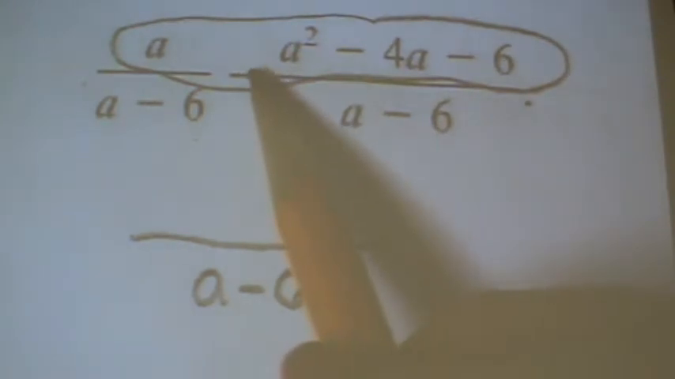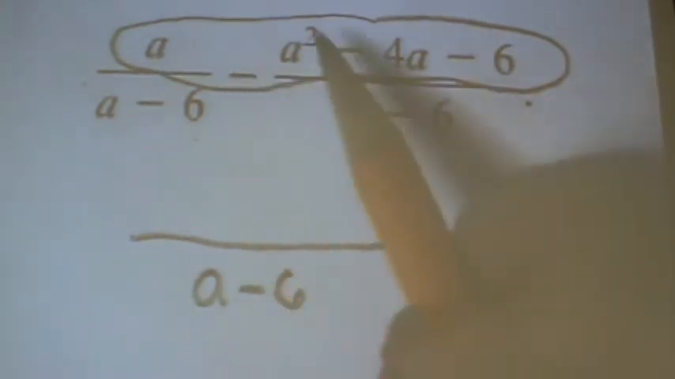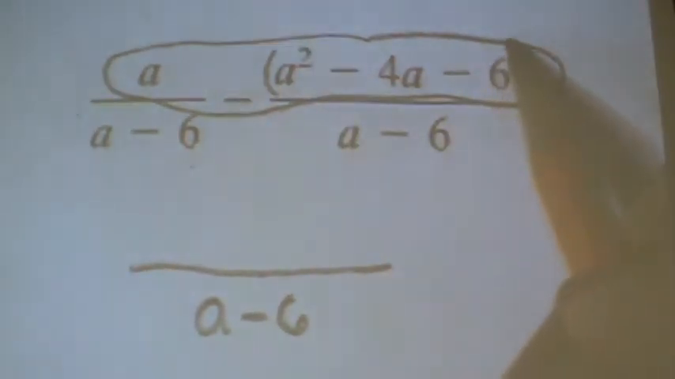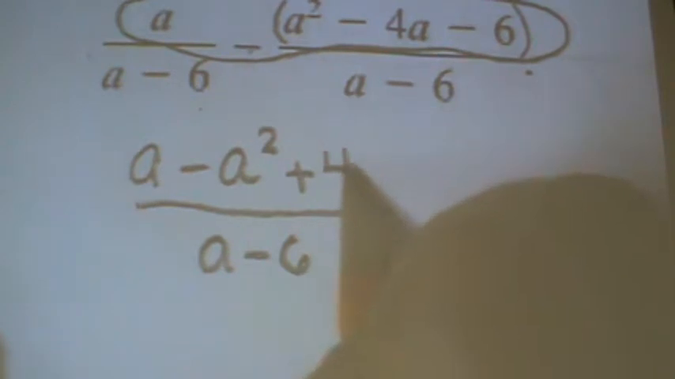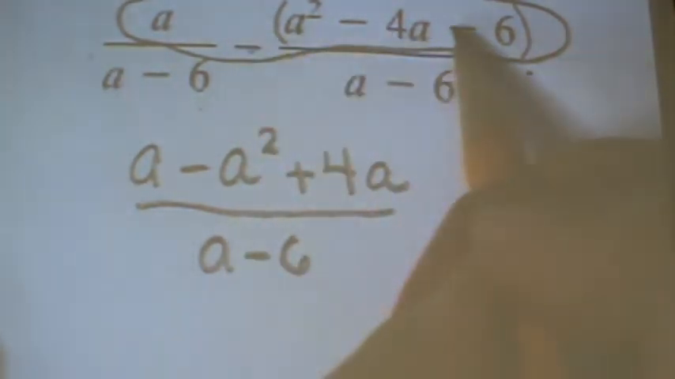What are they asking you to do here? Subtract. Subtract what? This whole thing. So what you have to do is distribute this negative. So you have A, we're going to subtract A squared. We're going to subtract negative 4A, which is plus 4A. And we're going to subtract negative 6.